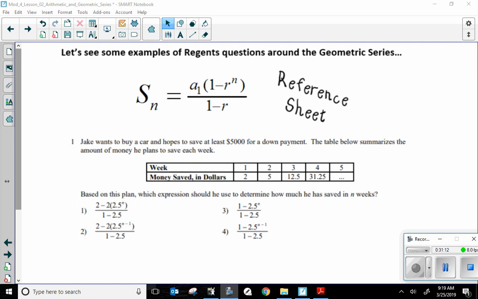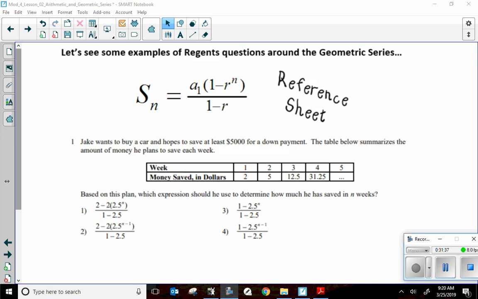All right, let's see some examples of Regents questions around the geometric series. On the reference sheet, this is what you're going to have: S of n equals your first term, a sub 1, times 1 minus r raised to the n, all over 1 minus r. Keep in mind that r is your common ratio. It's not some sort of percentage rate. It is a common ratio.